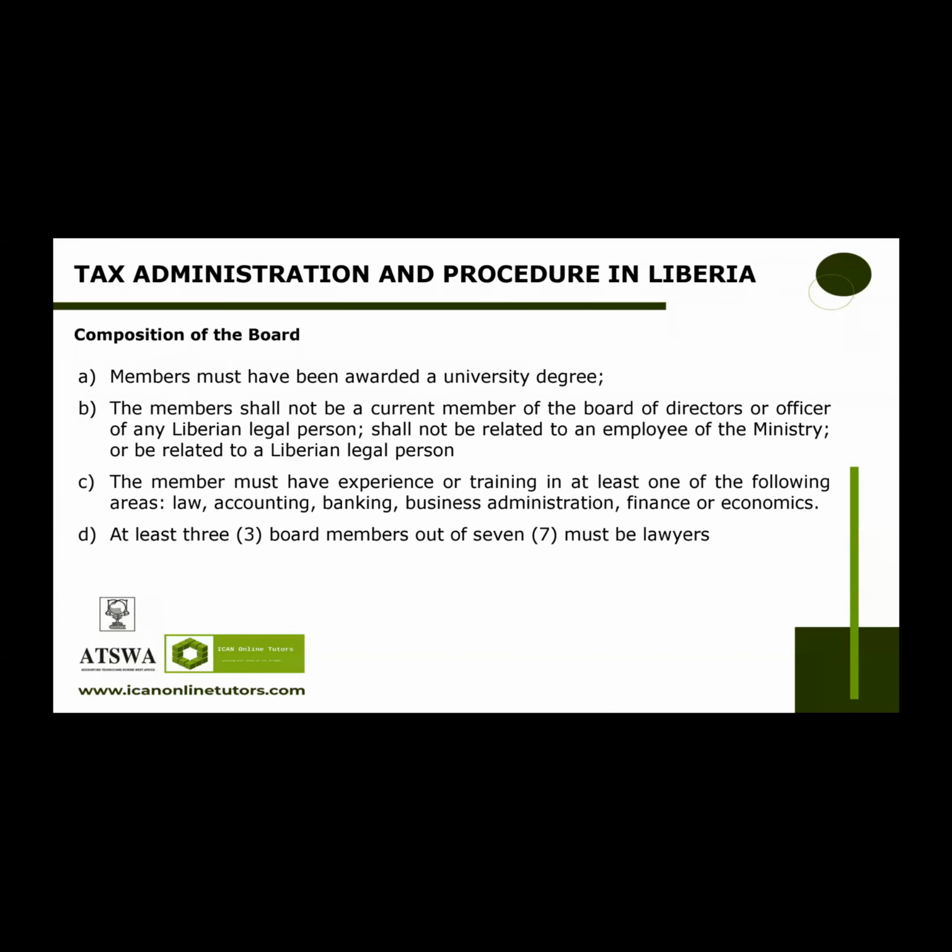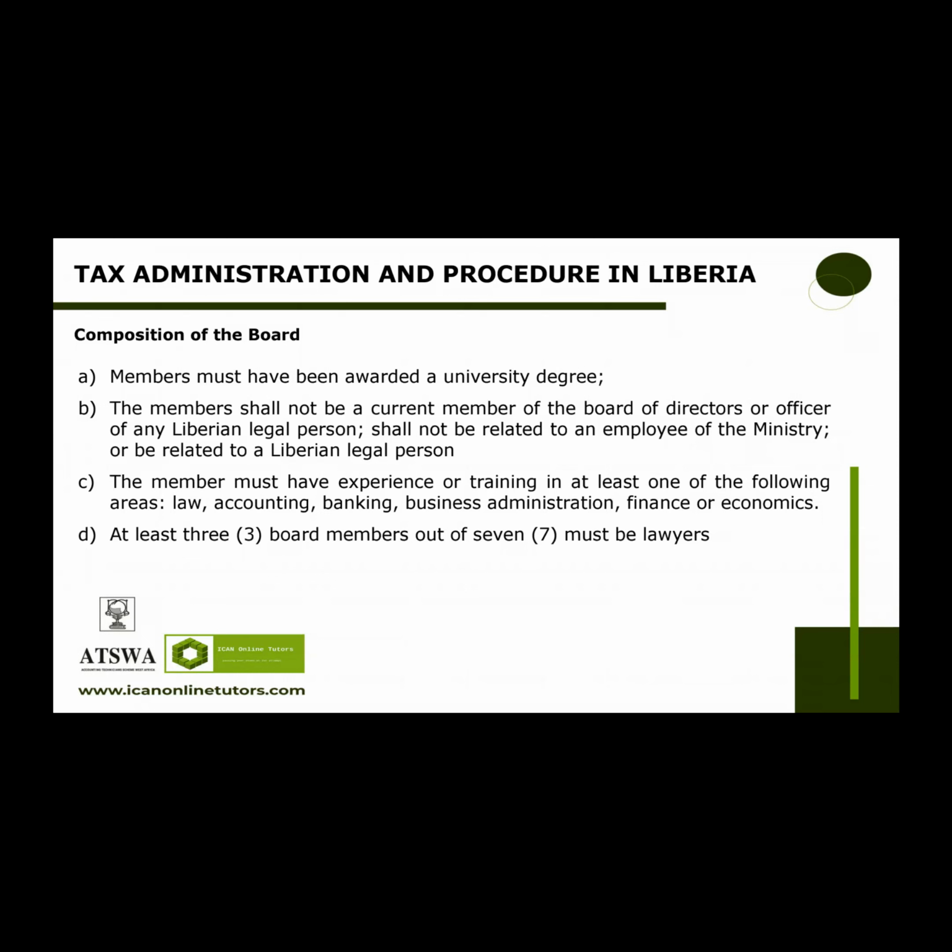So let's look at the composition of the board. The members of the board are to be appointed by the president with the concurrence of the Senate for a term of 5 years, for no more than 2 consecutive terms. Members must meet the following qualifications.